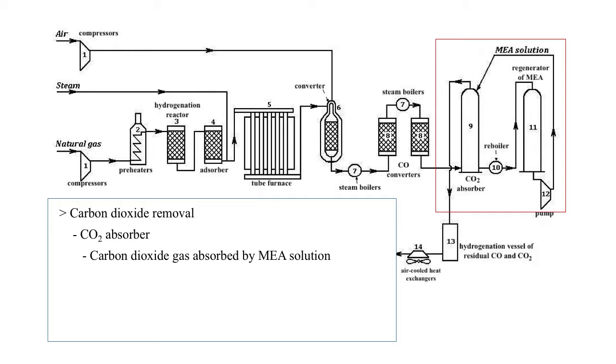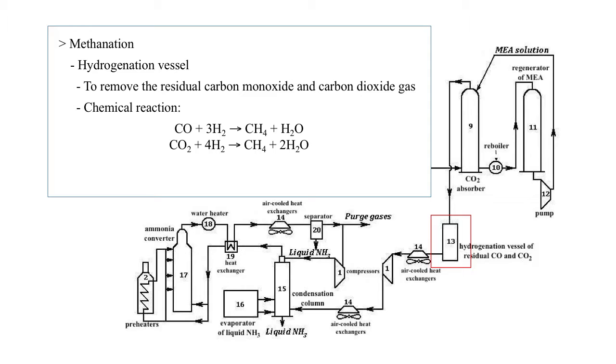The regenerated aqueous monoethanolamine will then be fed to the absorber inlet. The gases coming out from the carbon dioxide absorber contain a large composition of ammonia gas, while a small amount of carbon monoxide and carbon dioxide is still left in the stream. To completely remove the residual carbon monoxide and carbon dioxide, hydrogenation vessels are used. Both carbon monoxide and carbon dioxide are reduced to form methane gas and water.